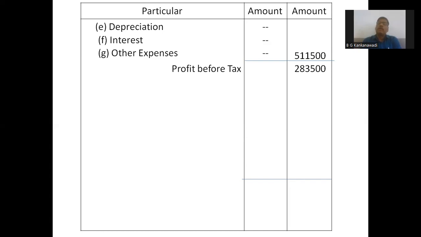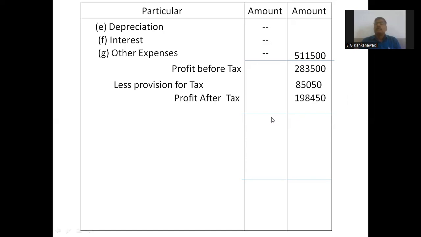On this profit, you calculate provision for tax at 30%. So for provision for tax, you deduct 30%. 30% of that is 85,050. 85,050 you deduct, then the balance remaining is 1,98,450. Okay. Then this is called the profit after tax.